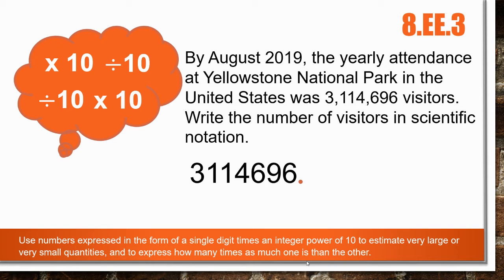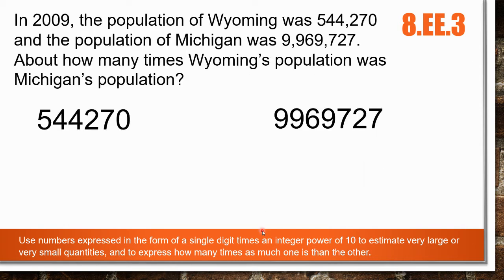By August 2019, the yearly attendance at Yellowstone National Park in the United States was 3,114,696 visitors. Write the number of visitors in scientific notation. Well, can you see where the decimal is currently? Well, we're going to move it right there. Let me get my handy dandy pointer and let's see how many places that was. 1, 2, 3, 4, 5, 6. So we divided by 10 6 times. So let me hear it. Yes, multiply by 10 6 times. All right, let's do another one.